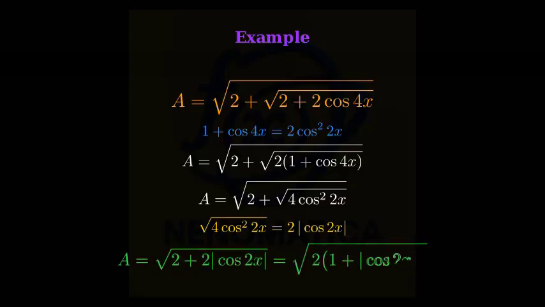Therefore, a equals the square root of 2 plus 2 times the absolute value of cosine 2x, which we can factor as the square root of 2 times the quantity 1 plus absolute value of cosine 2x. This compact form makes the upcoming case work straightforward.